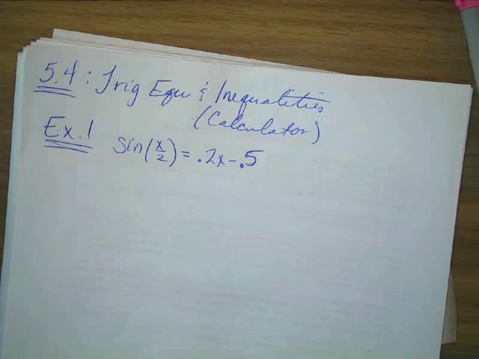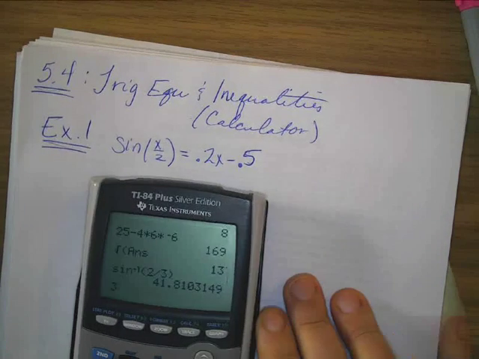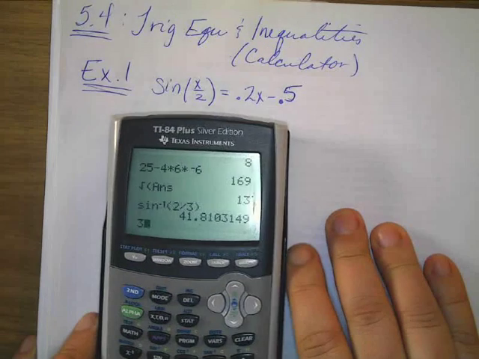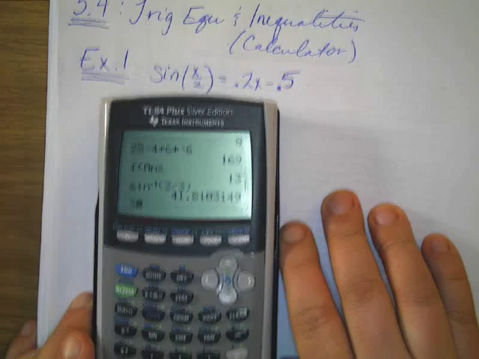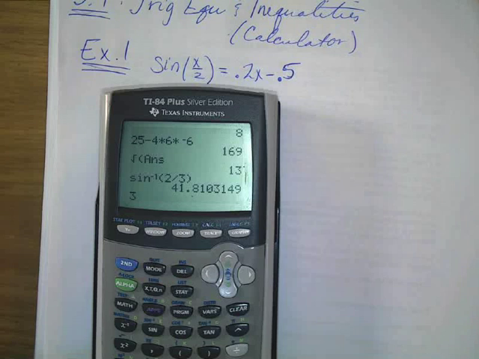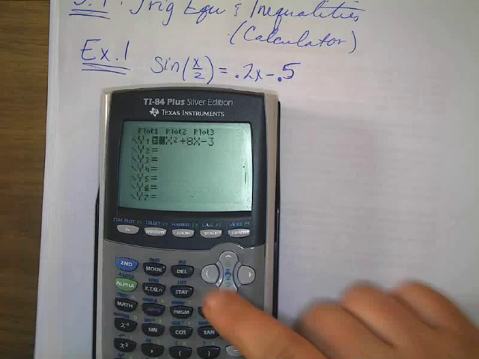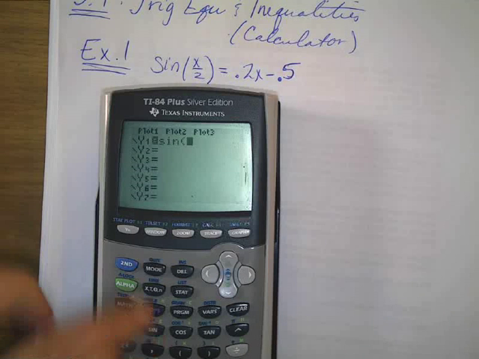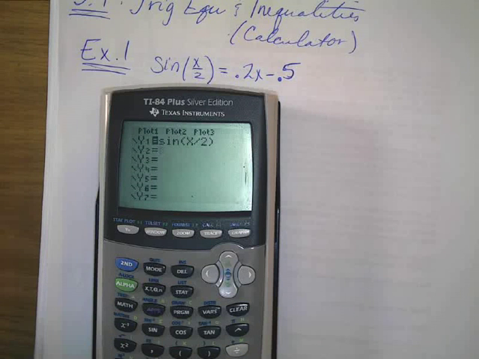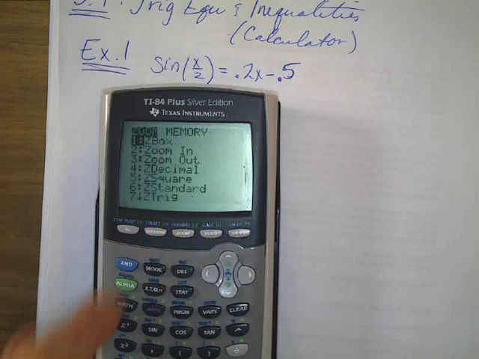So, what we're going to do in your calculator. I'm going to try to make this so there's no glare, but also so you can see it. Oh, beautiful right there. Okay, so in the first one, go sine of x over 2, and the second one, 0.2x minus 0.5. And we're always going to start at zoom 7.